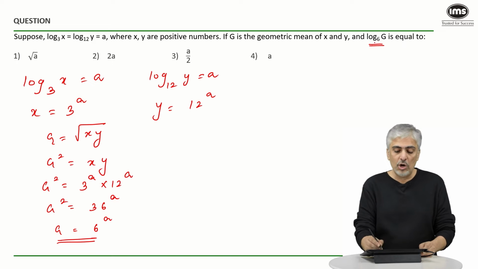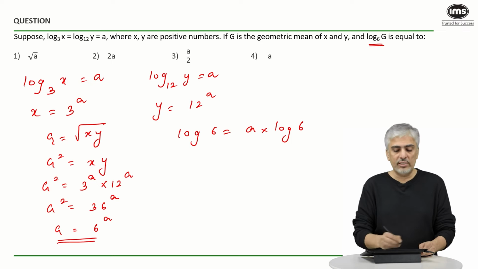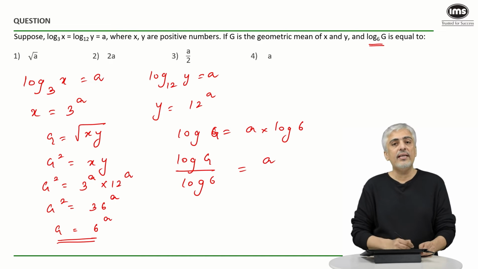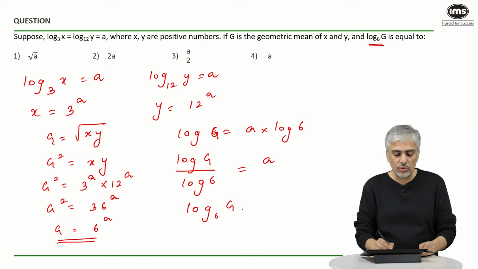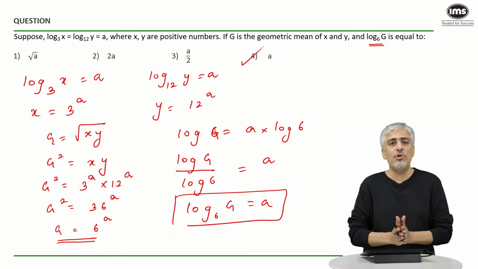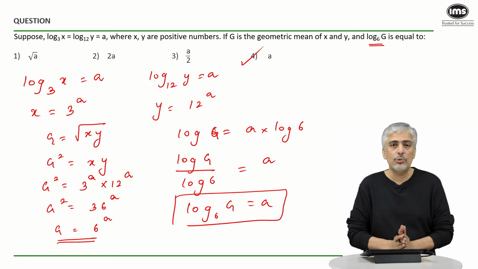And now, because I want logs, just take logs on both sides. I'll get log g is equal to a log 6. Bring log 6 down. Log g upon log 6 is equal to a. Log g upon log 6 will be log g to the base 6, which will be equal to a. And hence the answer is the fourth option. That was one very traditional way of doing the question, just to explain the whole concept to you.